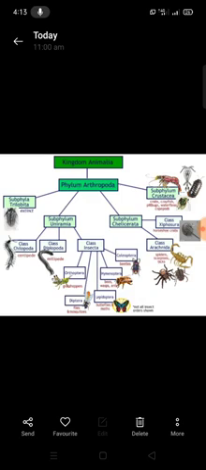So each trunk segment bears 2 pairs of legs. That's why they are called by a number of legs, that is the thousand legs. And the respiratory organs are trachea.